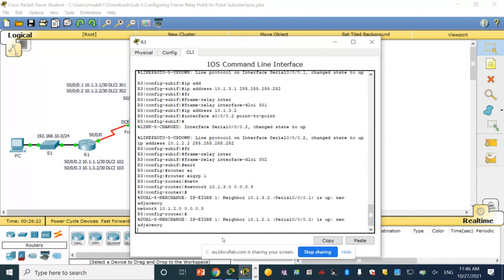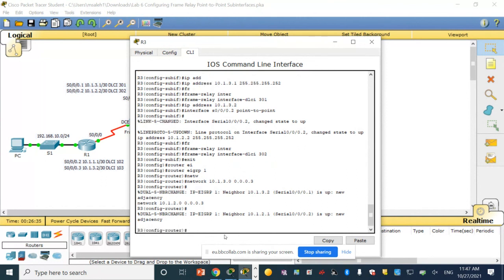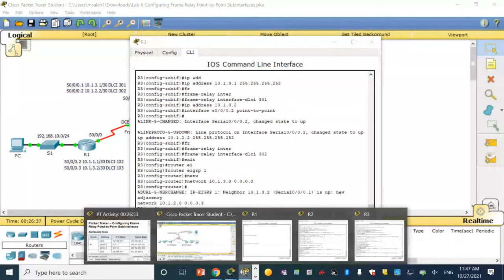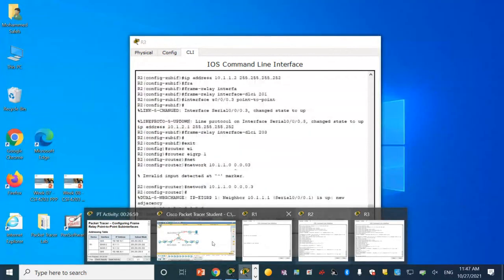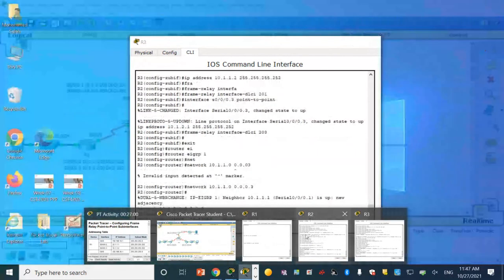Now to verify the connection, you can type show frame relay map, show frame relay PVC, or show frame relay LMI on any of the routers. Okay? So let's go to router 1. By the way, in the exam they might ask you, how do you verify? How do you troubleshoot? So you should know what these commands are. Okay?